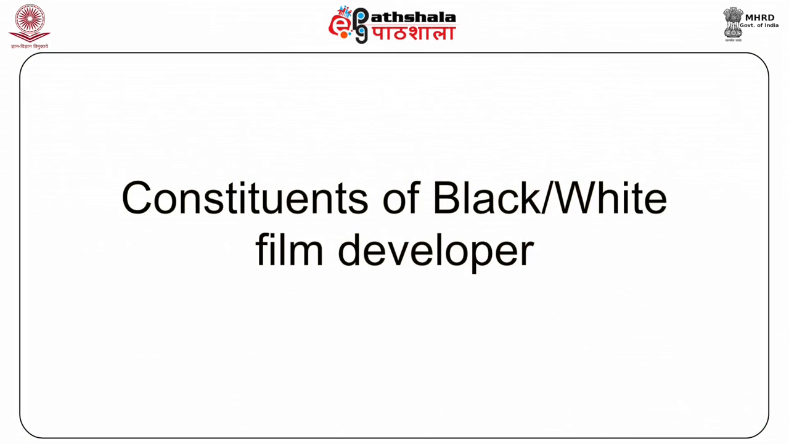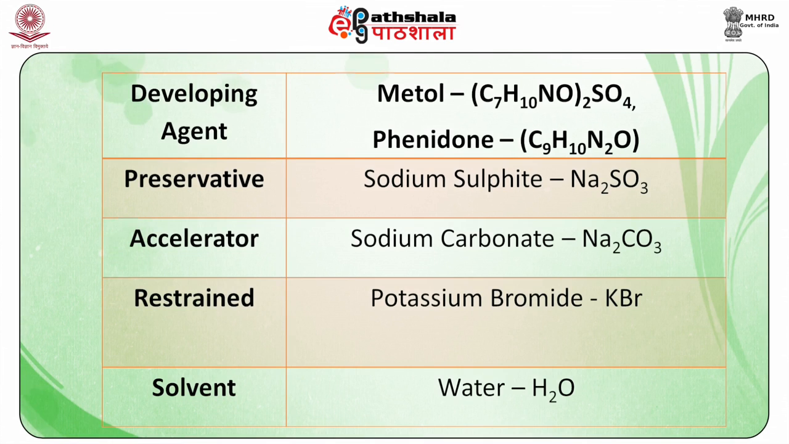Constituents of black and white film developer. First is the developing agent. The main chemical which develops the film or paper is metol and phenidone. Preservative: this chemical saves the developer from being oxidized by atmospheric oxygen, with sodium sulfite. Accelerator: this alkali helps quick completion of development, with sodium carbonate.